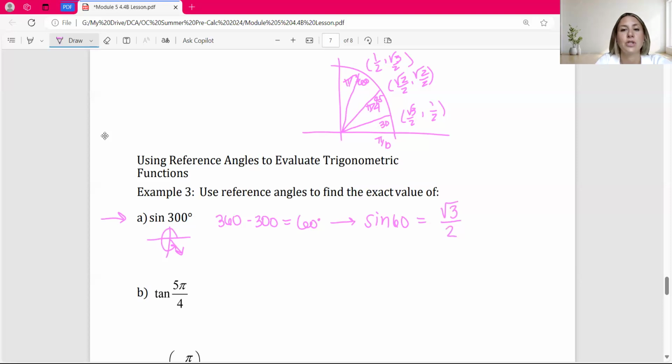I go and check what quadrant I'm in. I'm in quadrant 4. Sine is negative in quadrant 4, so I know sine of 300 degrees is negative square root 3 over 2. And that's my answer.